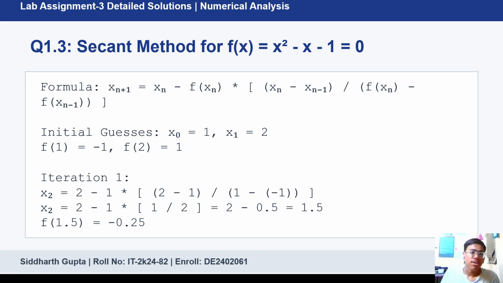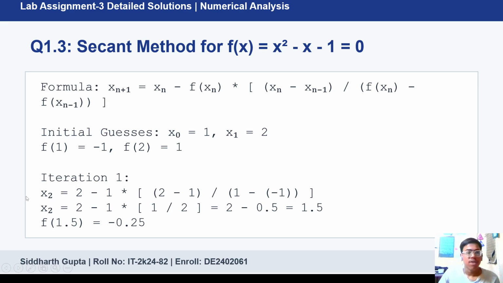Now coming to the secant method, you already know the formula is given below. x of n plus 1 is equal to xn minus f of xn into (xn minus xn minus 1) upon (f of xn minus f of xn minus 1). Initially, we will take the same values, x is equal to 1 and x is equal to 2. f of 1 is negative, -1, f of 2 is positive, f into f is negative, so the root will lie between 1 and 2.